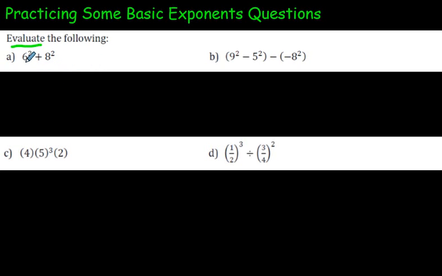So 6 squared is really 6 times 6, okay, which is 36, and plus 8 squared really means 8 times 8, 64. So all we have to do is add those up, and 36 plus 64, wow, that works out to 100. Okay, let's try the next one.